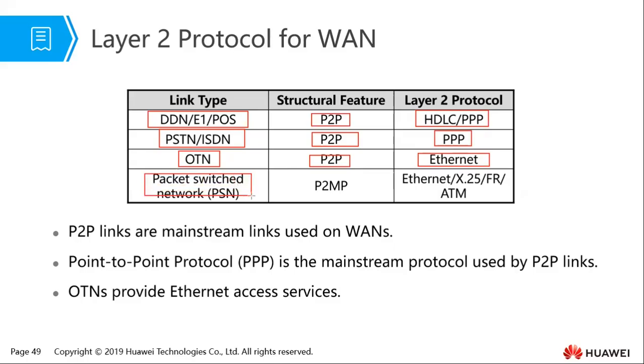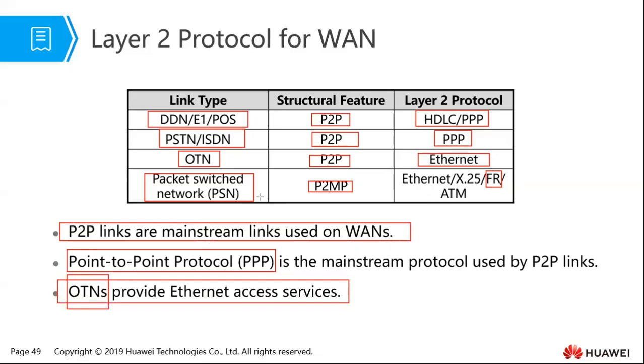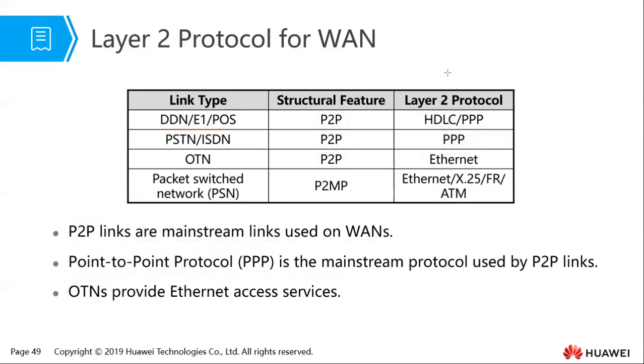Then when you're using a public switched network, you can configure point to multi-point, like what we did when we learned frame relay. So you can use frame relay, X.25, asynchronous transfer mode, ATM, or Ethernet. So generally, point-to-point links are the ones that are used for WANs, and the protocol that is commonly used is PPP. And OTNs provide Ethernet access services. So this is the most deployed, widely used is OTN.